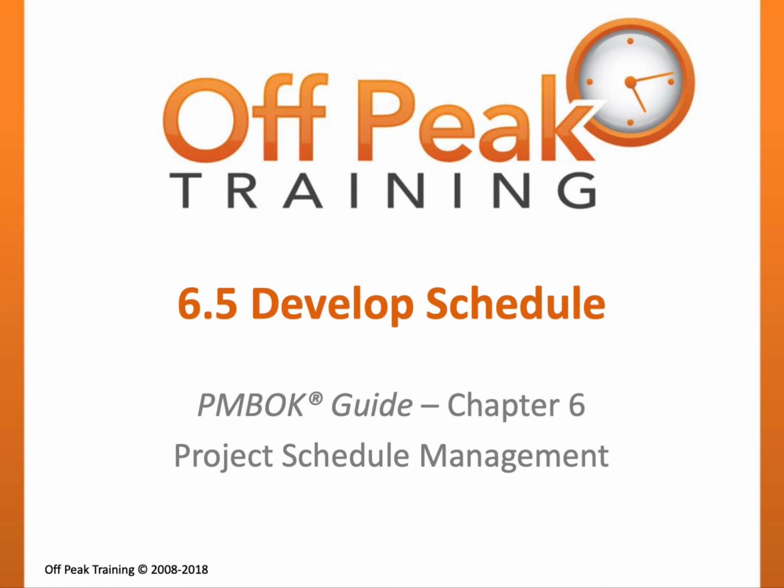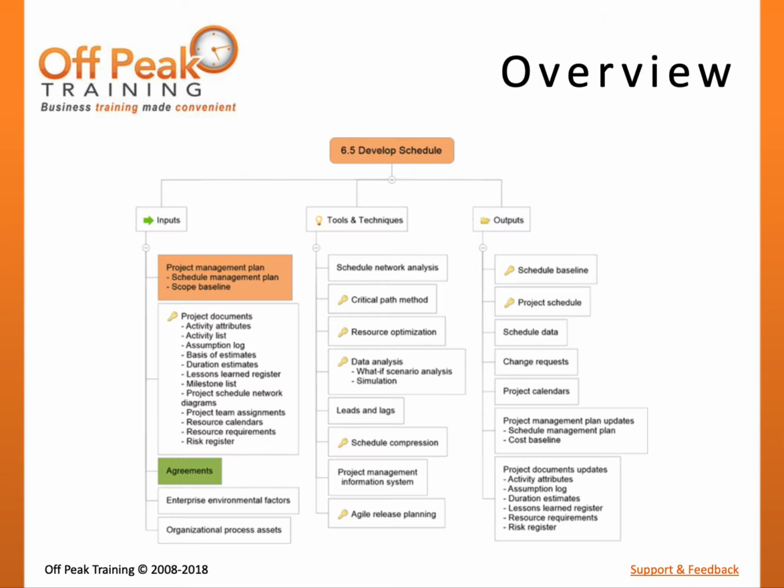In this module, we will learn the inputs, tools and techniques, and outputs of the develop schedule process. The develop schedule process plans the start and finish dates for all project activities using the outputs from the other project schedule management planning processes. This is an iterative process that will evolve as work progresses. This process utilizes the outputs from several planning processes to help determine when each schedule activity should occur.